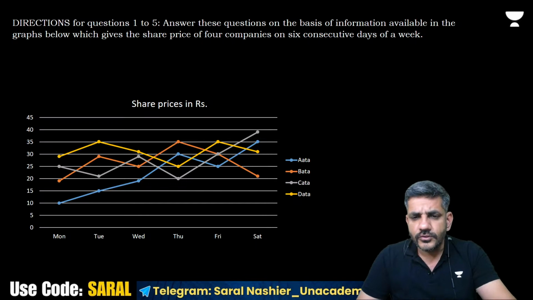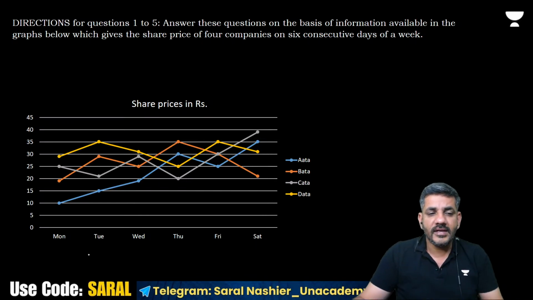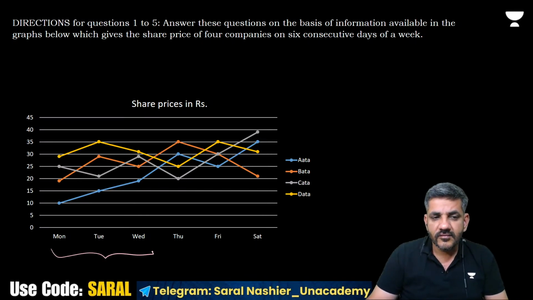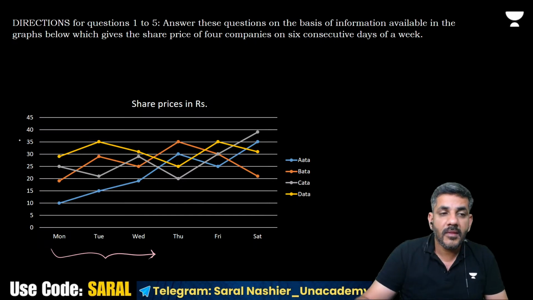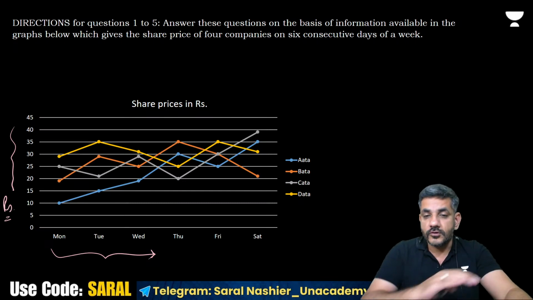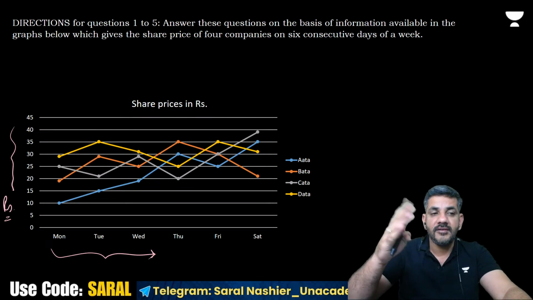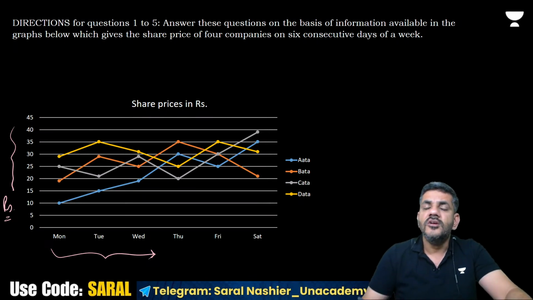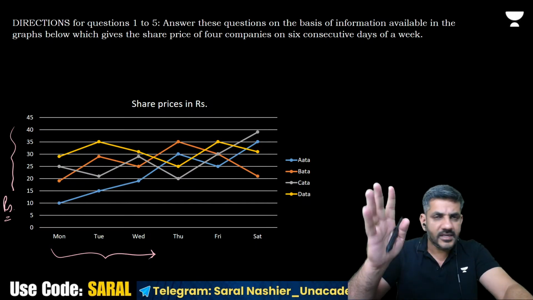Now, you see there are two axes. One is the x-axis, which is talking about the days. One is the y-axis, which is talking about the share price in rupees. Of course, you also have lines in front of 5, 10, 15, 20, etc. So that you also get to know that the lines opposite them are representing 5, 10, 15, etc. only.